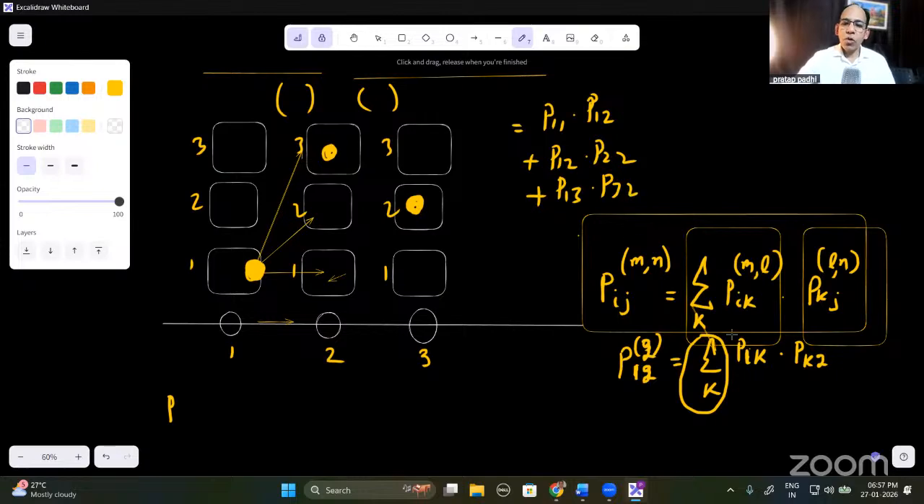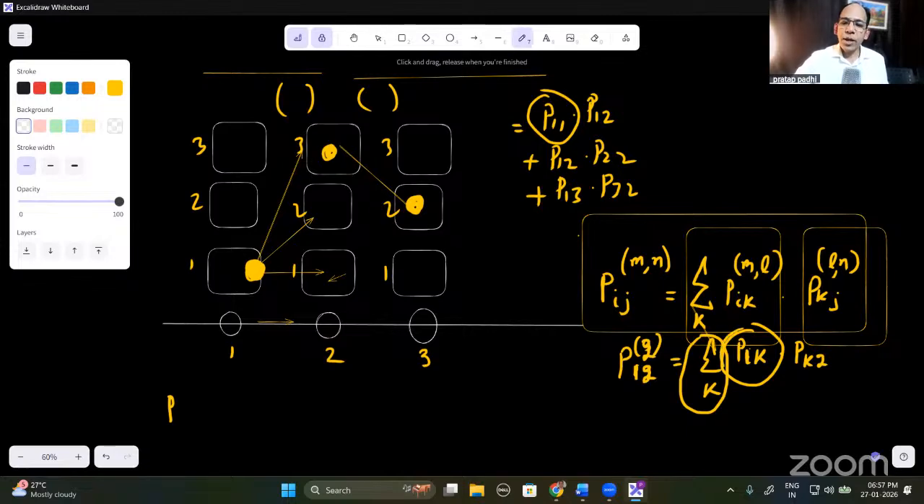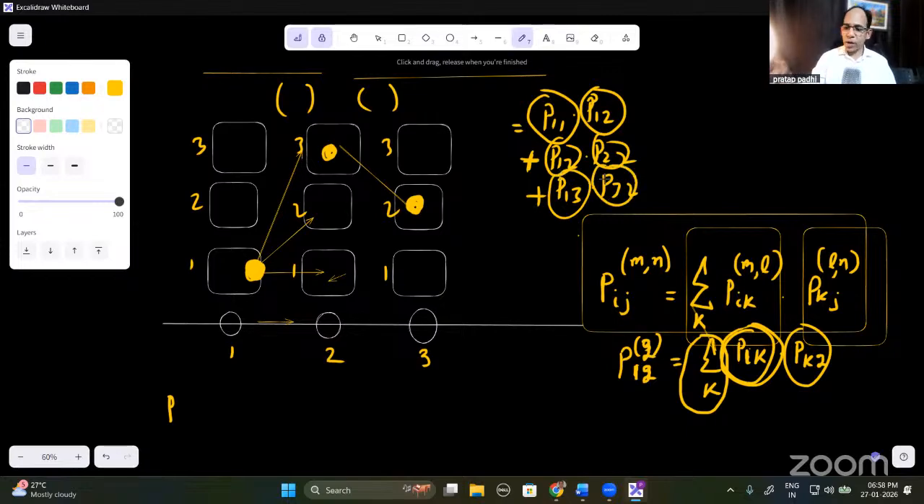This is the first one: the probability that you go from here to here, then here to here. We are multiplying two probabilities, right? There is another path, you can go this way also. So plus this and this. That's all. Clear? This is only our Kolmogorov's equation.